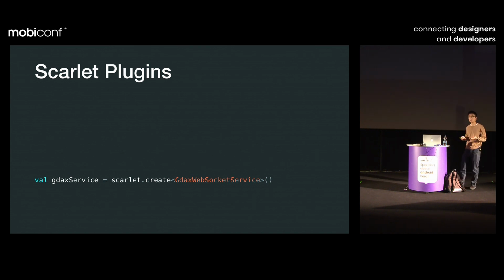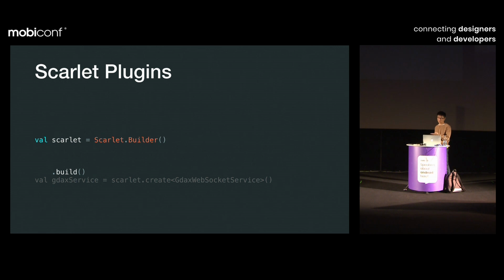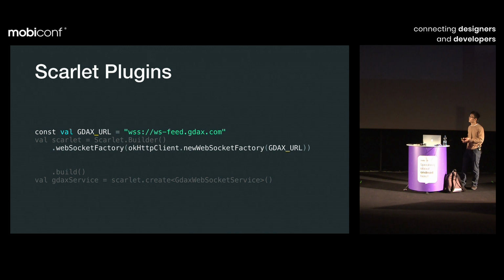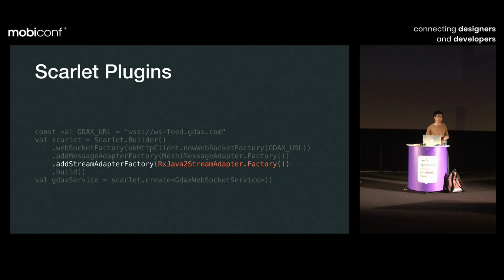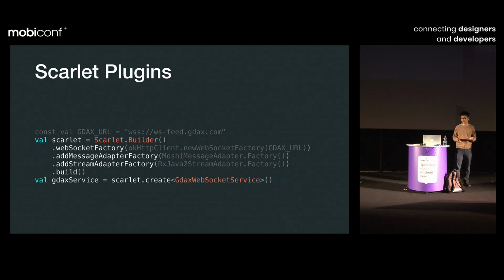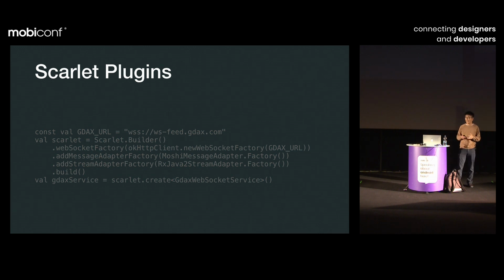If you're just starting from scratch, like we just did, here's the recommended configuration. First, create a Scarlet builder. Add a WebSocket plugin based on OkHttp. Add Moshi, and then add RxJava 2. And there you go. That's all you need.